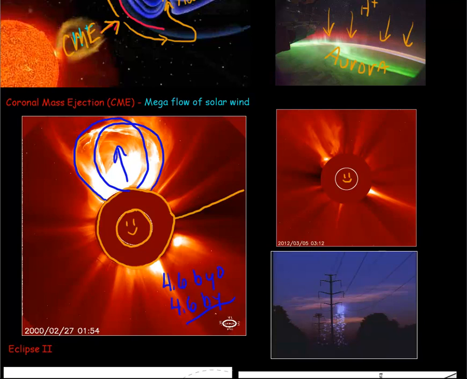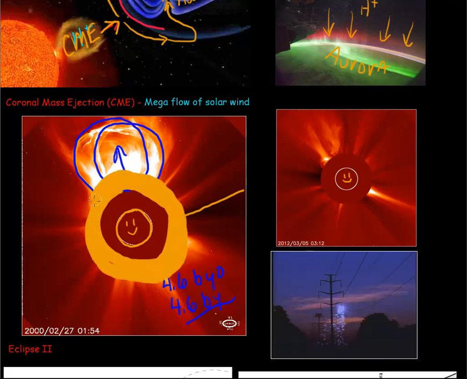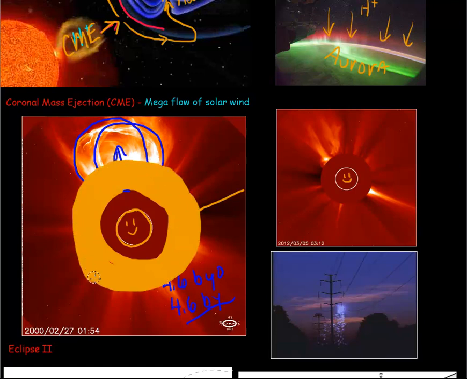If we were going to really watch this thing come toward the Earth, we would see this stuff coming out here, just getting bigger and bigger as it came closer and closer, and within a day or a day and a half, maybe 36 hours, 48 hours, it can strike the planet. And what does it do? It can cause aurora to actually move much farther south.